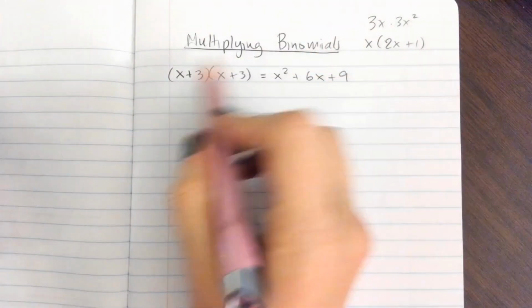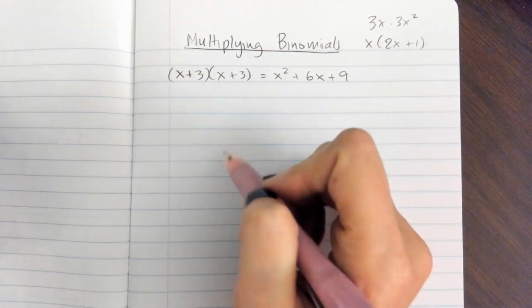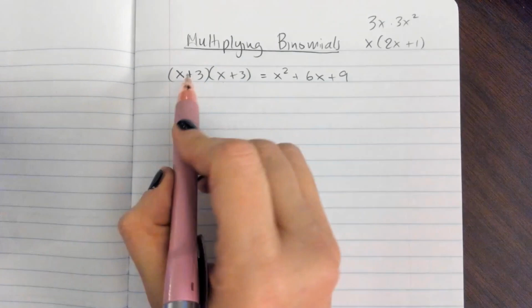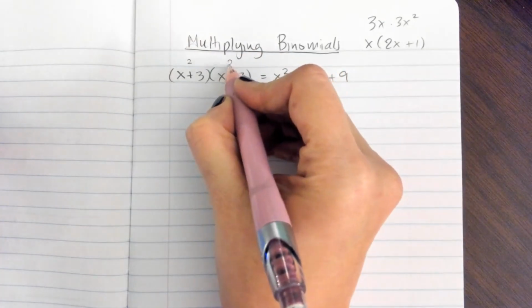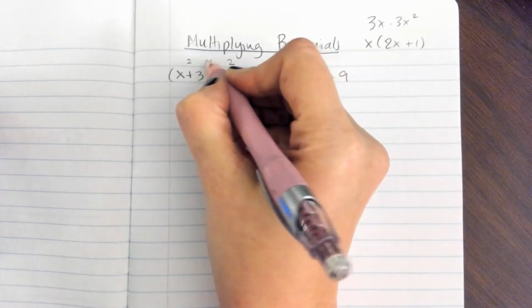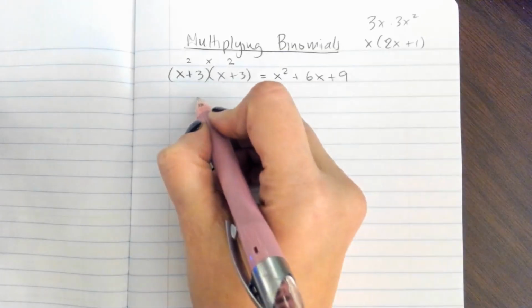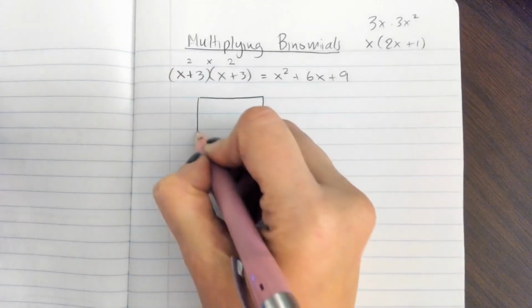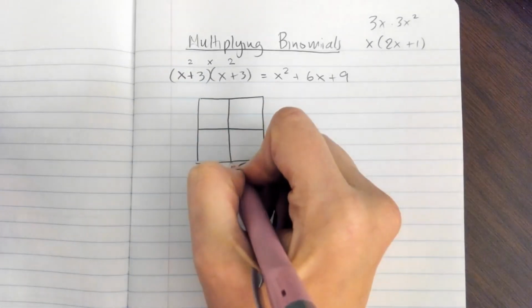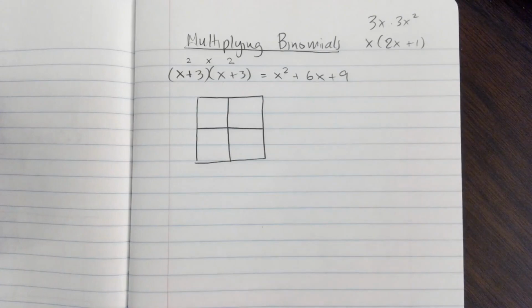Actually, I want to try the same exact problem, but instead of using tiles, we're going to use the box to solve it, okay? So since I have a binomial which has 2 terms and another binomial which has 2 terms, that means I need a 2 by 2 box. So I'm going to draw myself a 2 by 2 box. And maybe yours doesn't need to be this big, but this is how I like it.